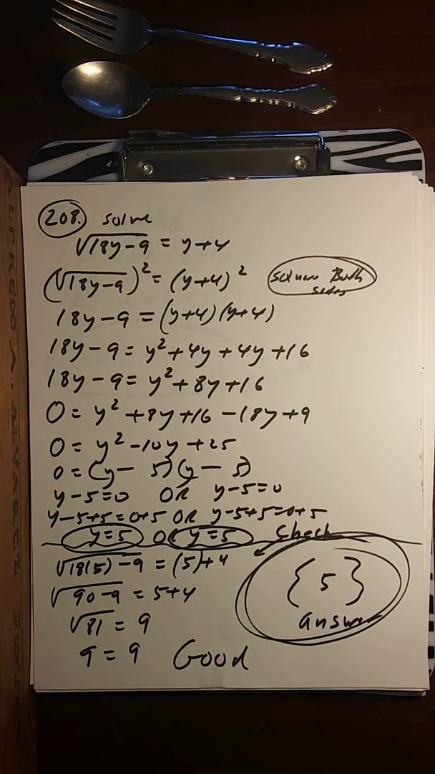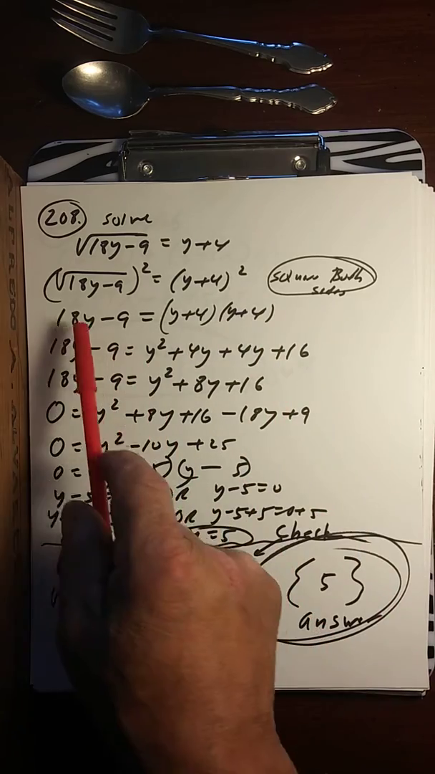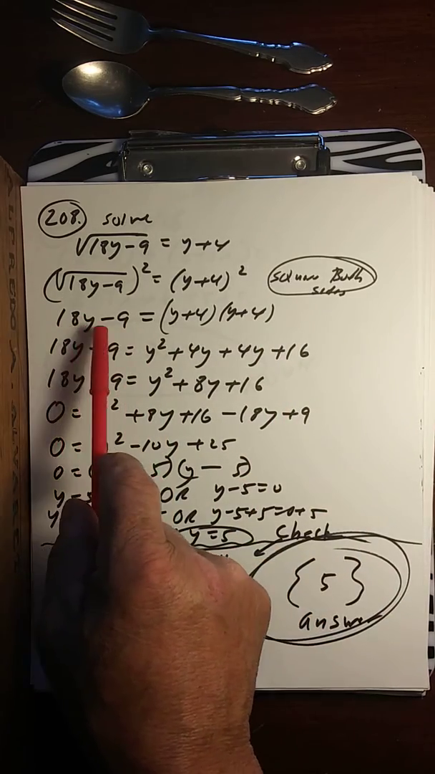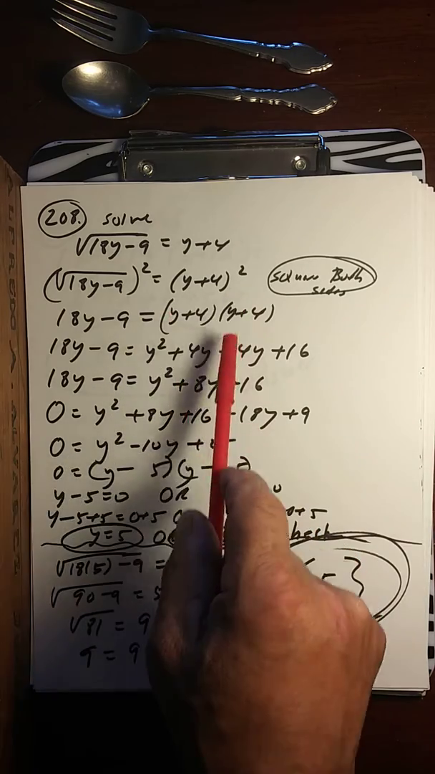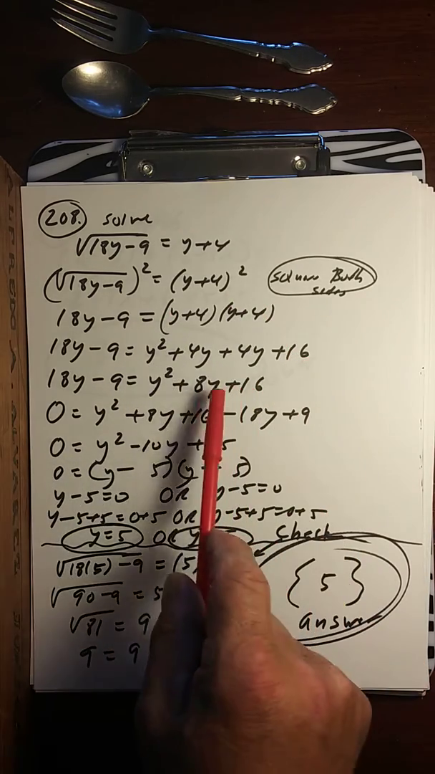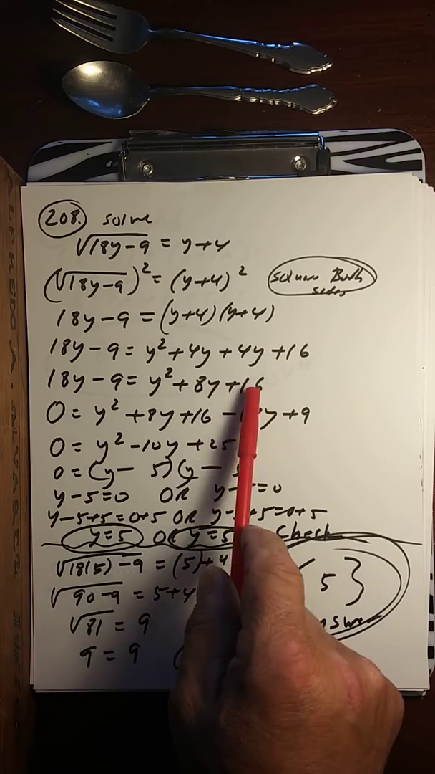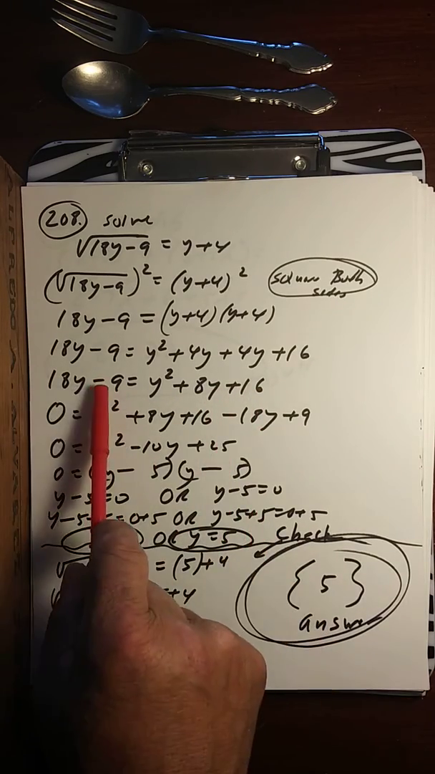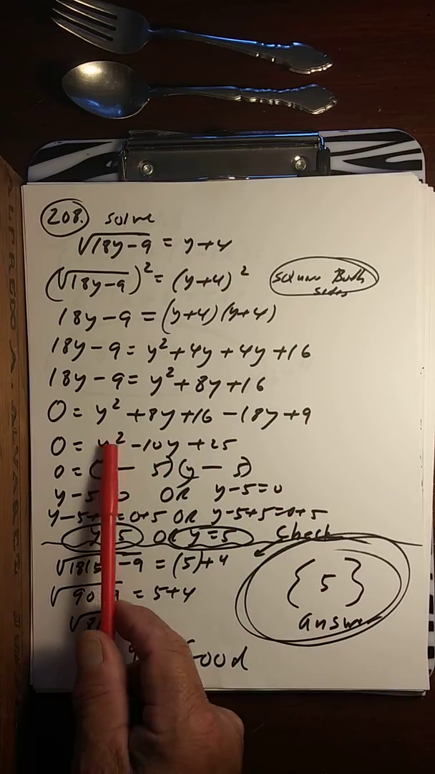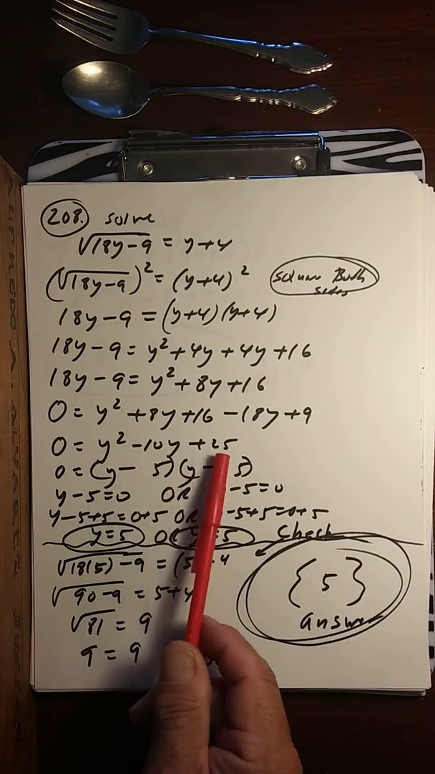Oh, tough one. Square both sides, same thing. This one is just 18y minus 9. This is going to be y plus 4, times y plus 4. And it's going to be y squared plus 4y plus 4y plus 16. So y squared plus 8y plus 16. So rewrite it. Bring this positive 18y as a negative 18y. Bring this negative 9 as a positive 9. So we have y squared minus 10y plus 25.